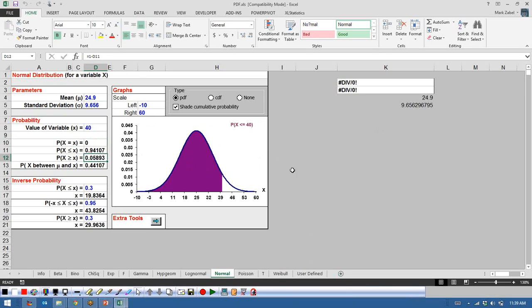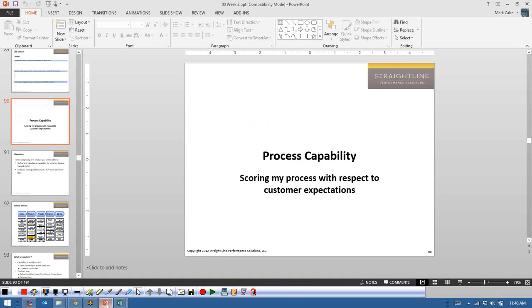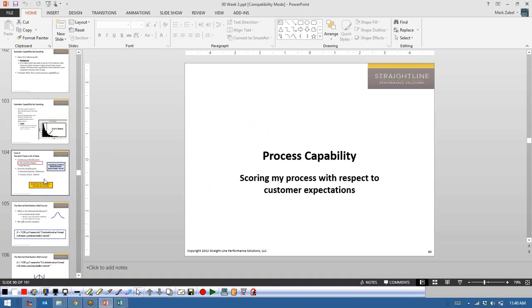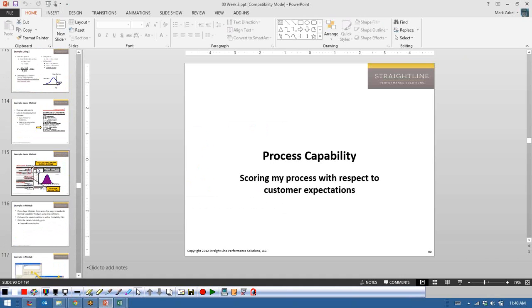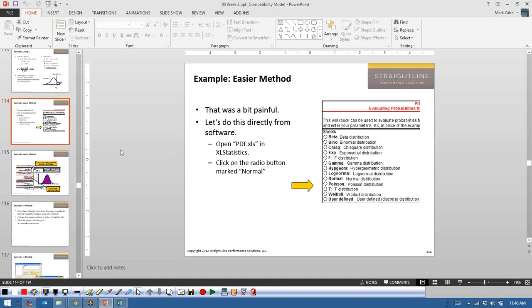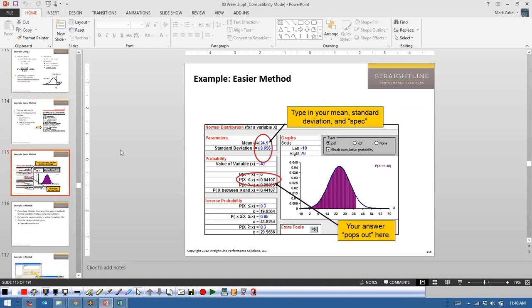So now you can cut and paste this or do whatever you want with it, but we're done. The capability here is 94% good, 6% bad. Make sense? Questions on this one? We'll go back to 114. Okay, so all of that is summarized right on here, and so hopefully that's pretty good.